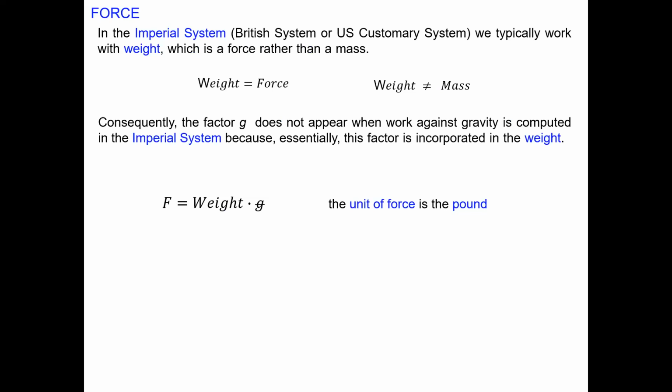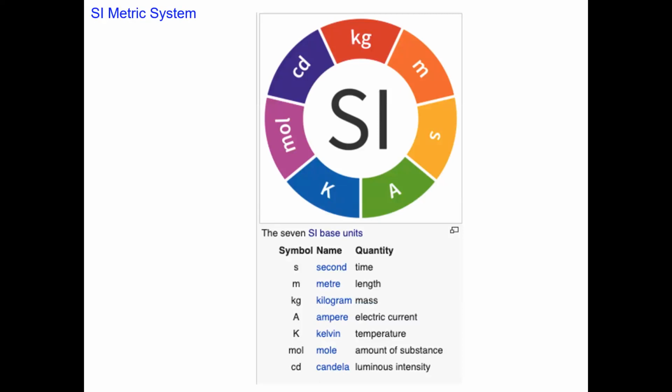Now let's look at the other system, which is called the imperial system, or British system, or US customary system. There we have weight, and weight is actually a force right away. Weight is not a mass; weight already includes the acceleration due to gravity. So in the imperial system, the factor g will not appear. We are just computing a force, and the weight is the force. The unit of force is pounds. That's a little bit of physics introduction.